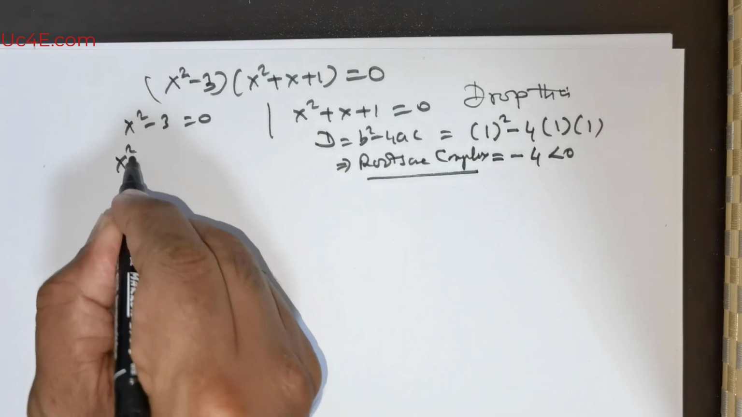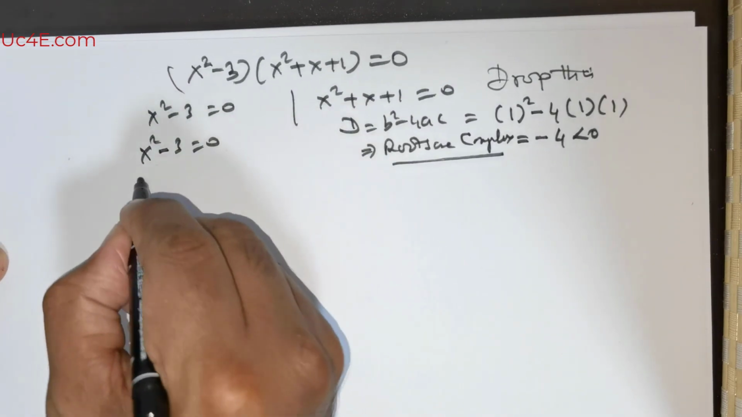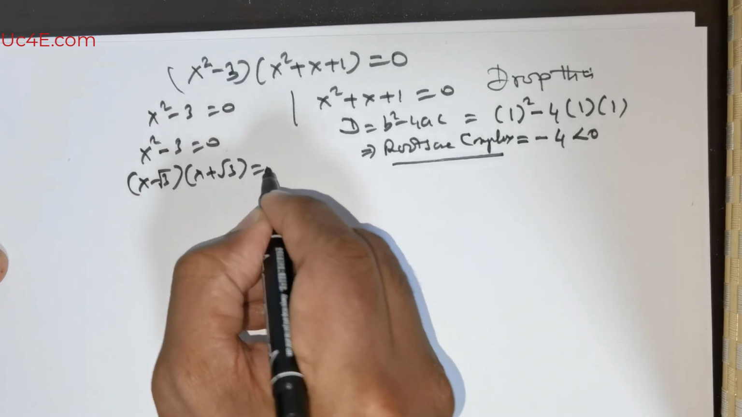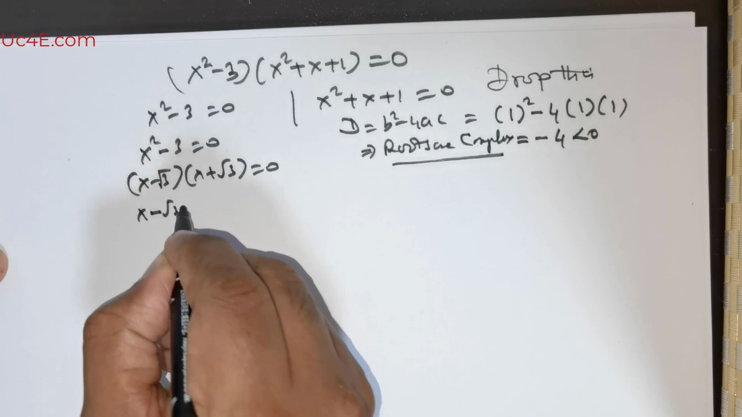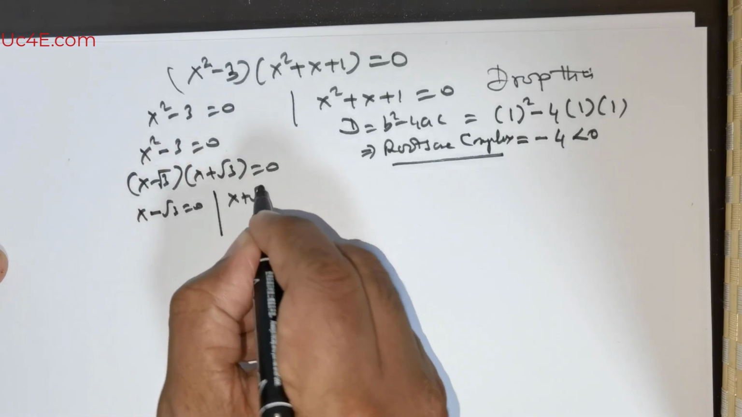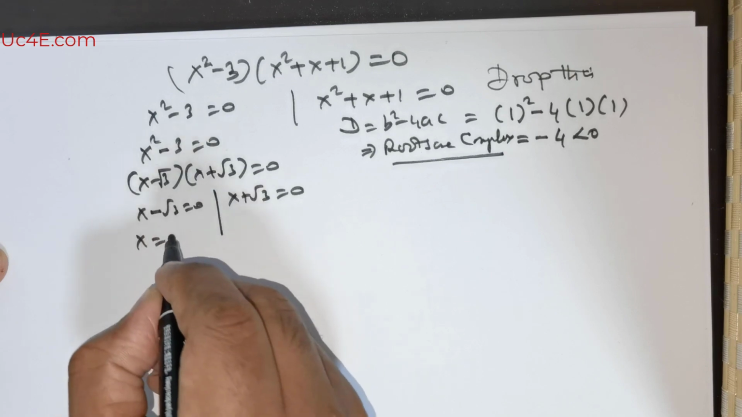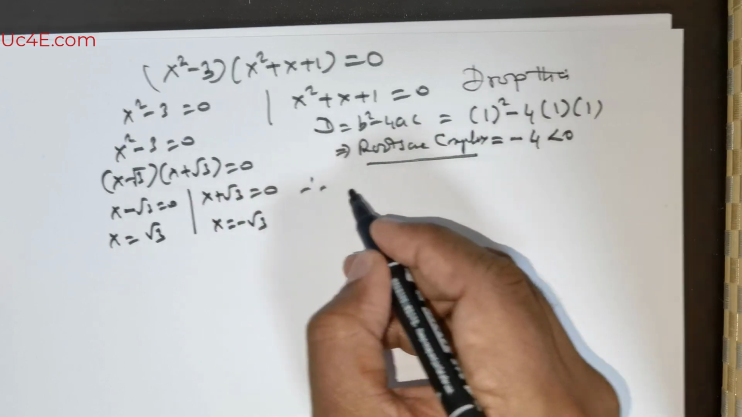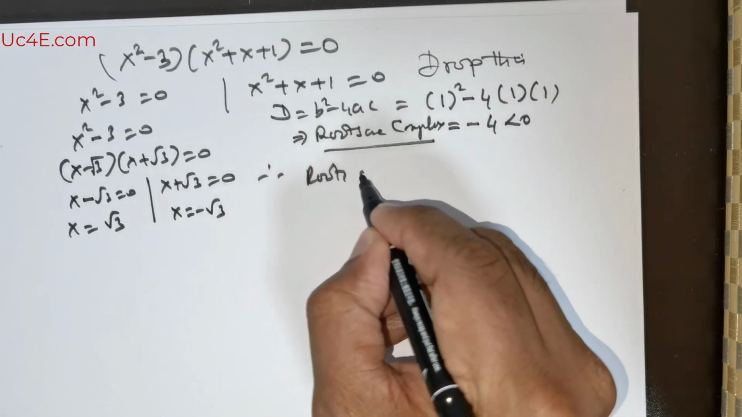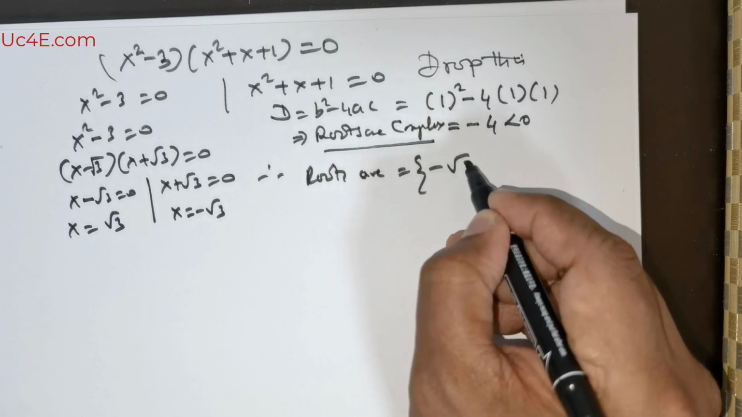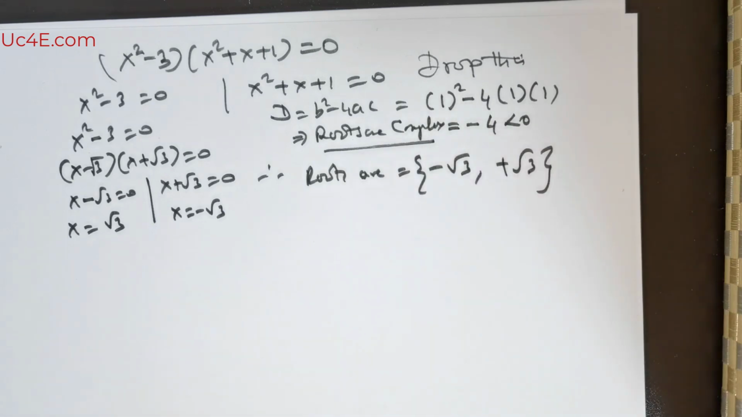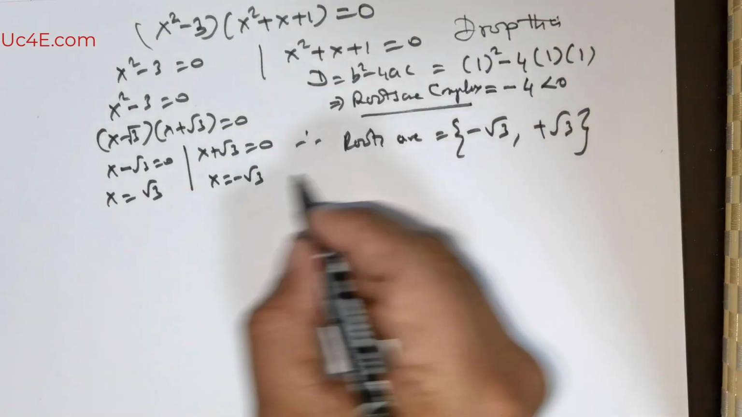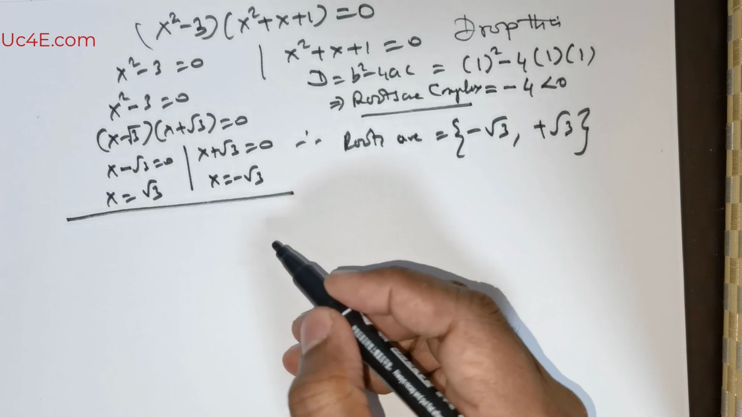Now in this case, x squared minus 3 is equal to 0. I can rewrite it as x minus root 3 times x plus root 3 is equal to 0. From here, x minus root 3 is equal to 0 and x plus root 3 is equal to 0, which means x is equal to positive root 3 and x is equal to negative root 3. So therefore the roots are negative root 3 and positive root 3. Now this answer is valid only if we are able to substitute these results and establish the check.